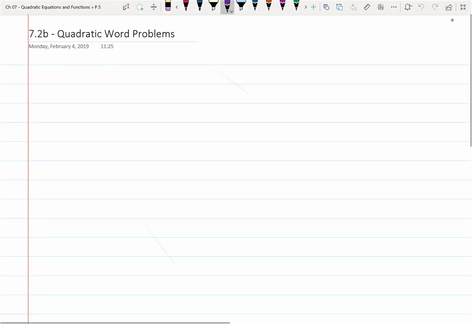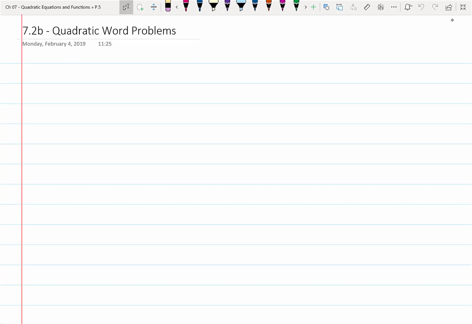The word problems we're going to start with are ones we've already done. It's just the solving is going to be a little bit different, and we're going to require a calculator to approximate our solutions.